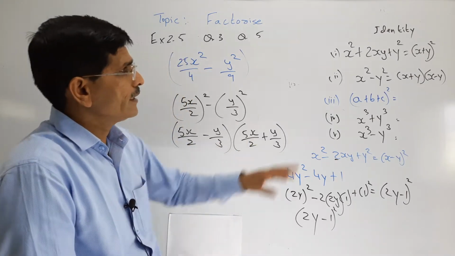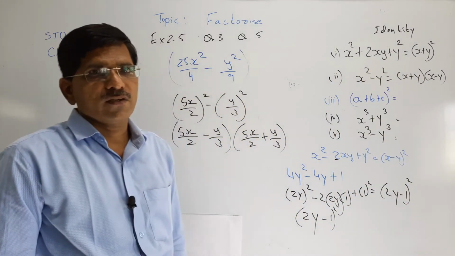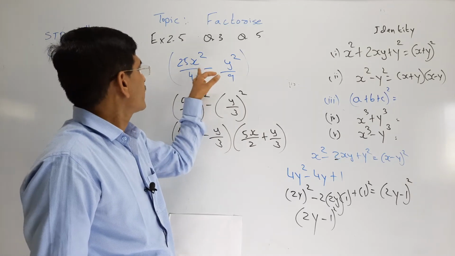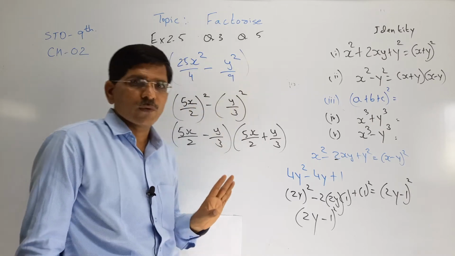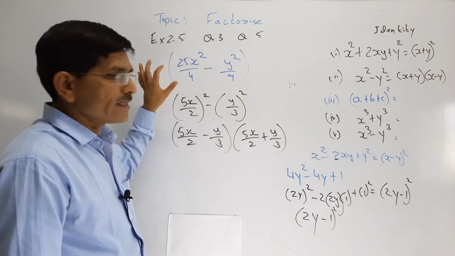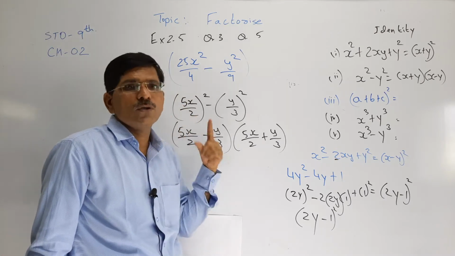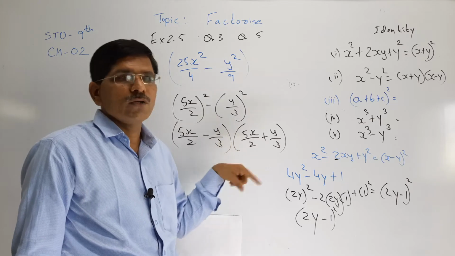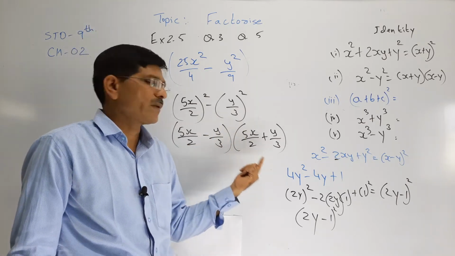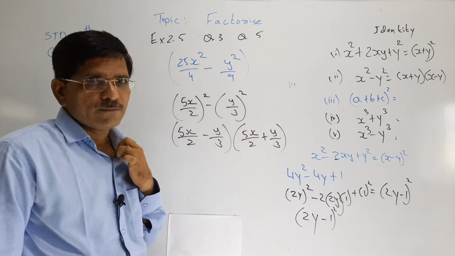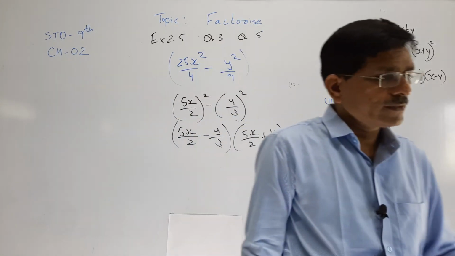What is the concept again? x square minus y square is (x plus y)(x minus y). The question is 25x square upon 4 minus y square upon 9. So, 25 is the square of 5, 4 is the square of 2. So, 5x upon 2 whole square minus y by 3 whole square, which gives (5x by 2 minus y by 3)(5x by 2 plus y by 3). Clear? So, one more sum we can do for practice.